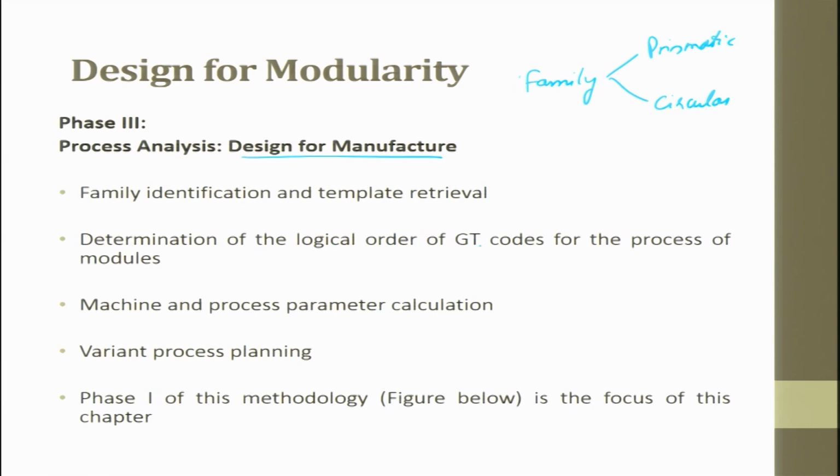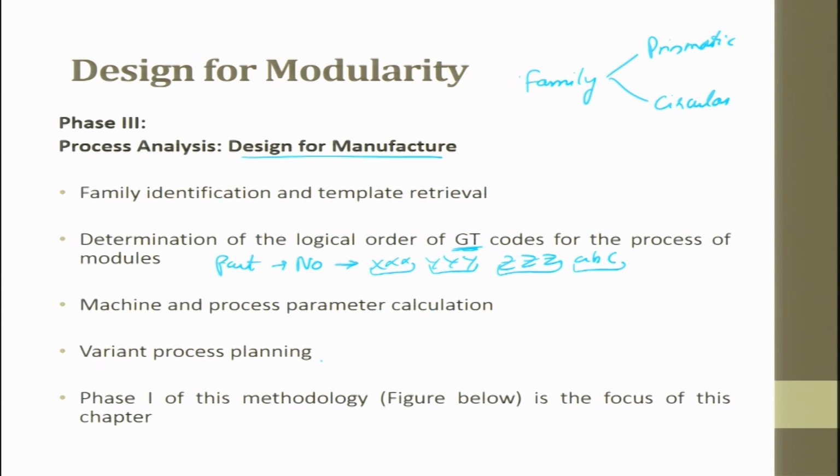Determination of logical order of group technology codes for the process module. Basically, in group technology, for every part there is a part number. This part number may be XXX, YYY, ZZZ and you can have ABC. It follows a system wherein by looking at the digits of the part number itself you can quickly find out which group technology family it goes to. Then machine and process calculations can be done.